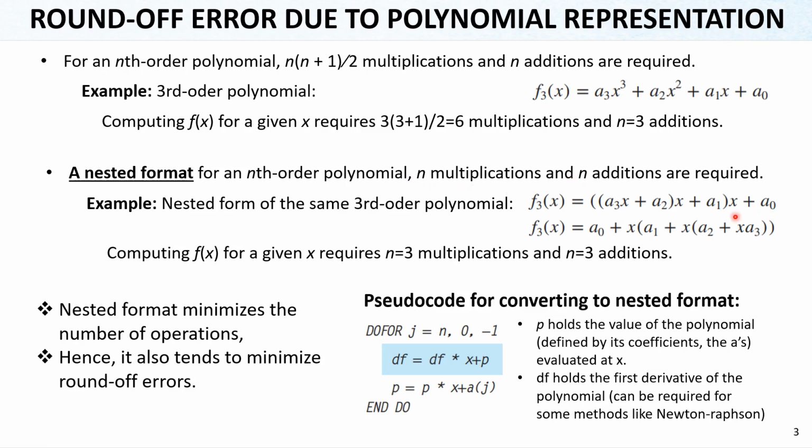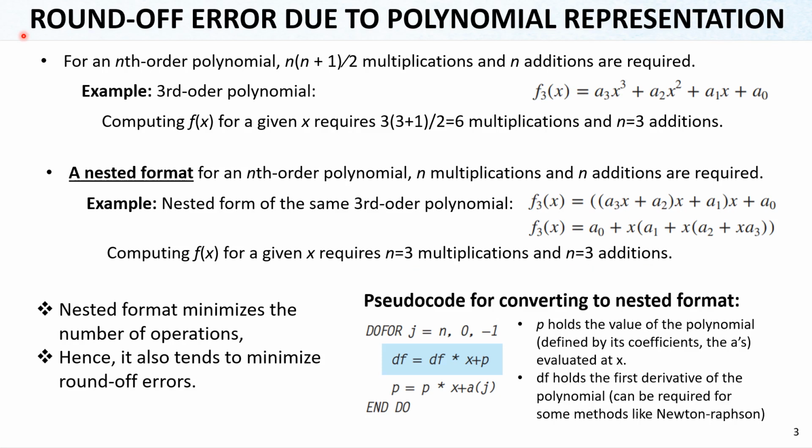You can see that there's one multiplication here, one here as well, and one here: 3 multiplications only. This is a similar version, just starting from a0. This is at the beginning, nothing different here. And so computing f(x) for a given x requires n equals 3 multiplications and n equals 3 additions. So at the top here we have 6 plus 3, 9 operations. Here, on the other hand, 3 plus 3, 6 operations.